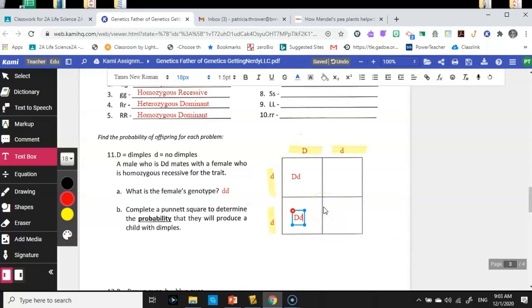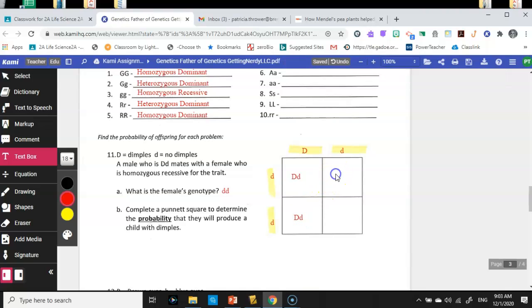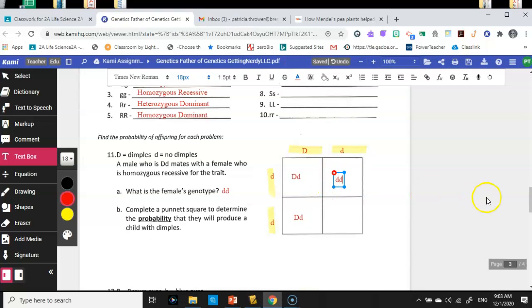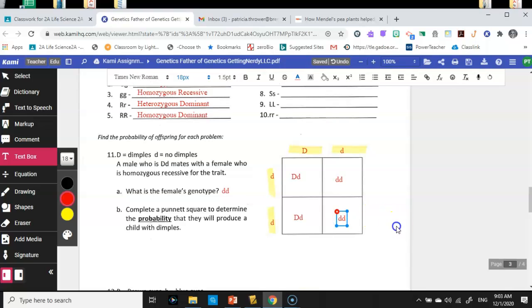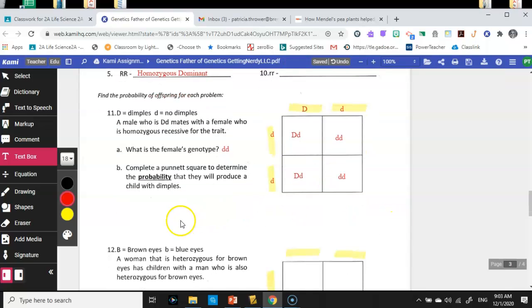Bring the big D down and a little d over. Again, we've got the recessives here. Okay, so here are our genotypes. We have 2 genotypes. We have heterozygous, which is going to occur 2 out of 4 times, or 50% of the time. And then this one here is homozygous recessive, which you're going to have 50% of the time.